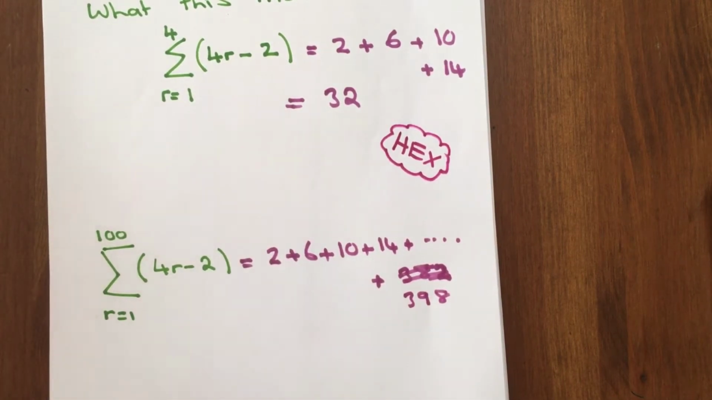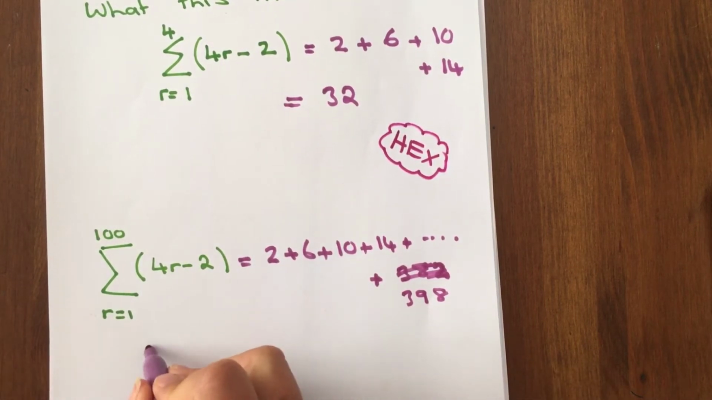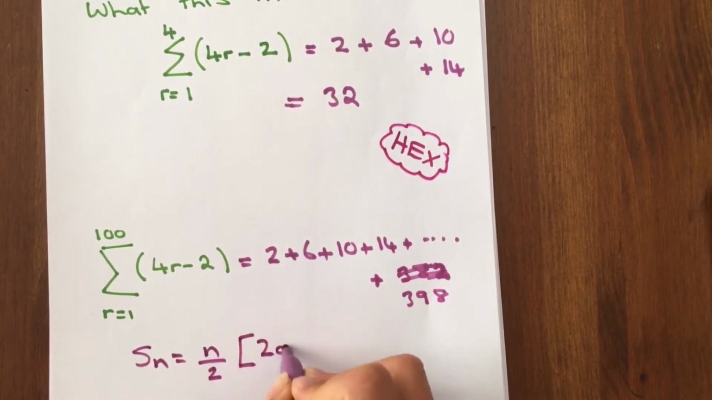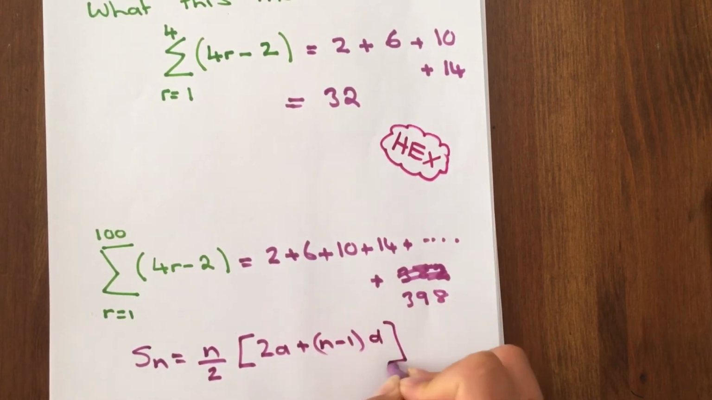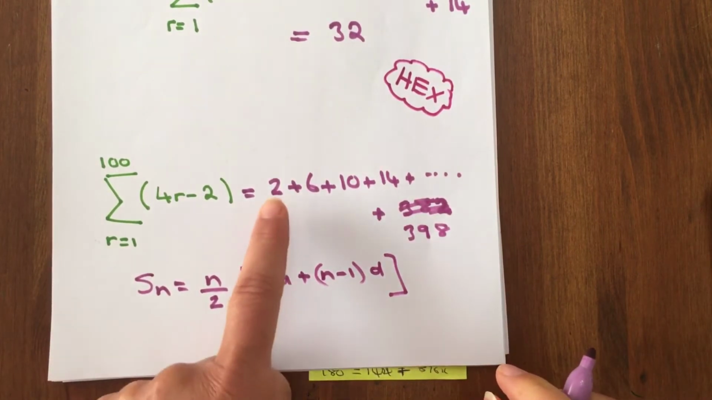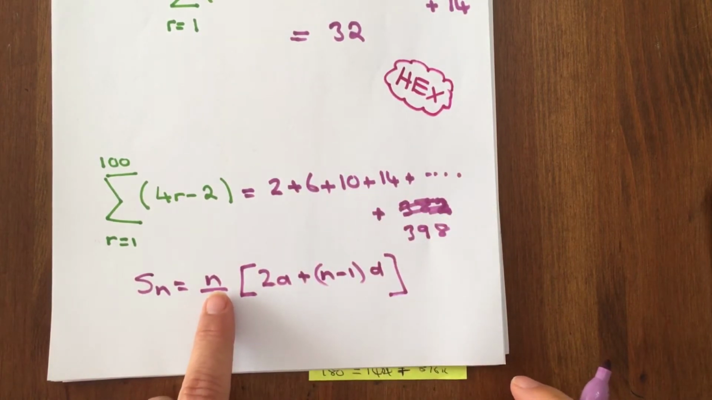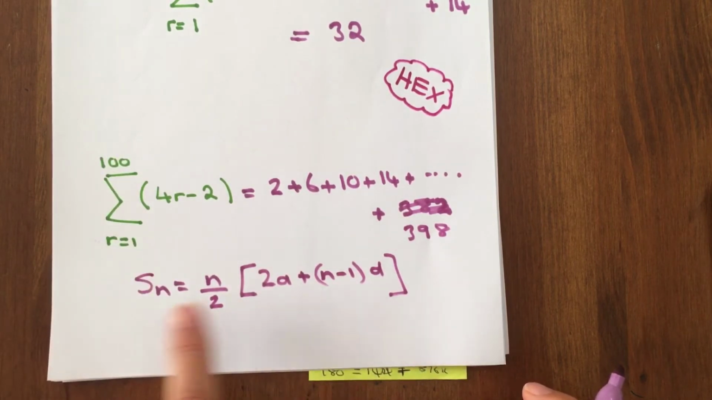Well, I've got my rule for the sum to n terms for an arithmetic progression, which we did in exercise 3B. Okay, I know what A is. A is 2. I know my common difference. I'm adding 4 each time. Do I know n? Well, yeah, I've got 100 terms, so n is 100.